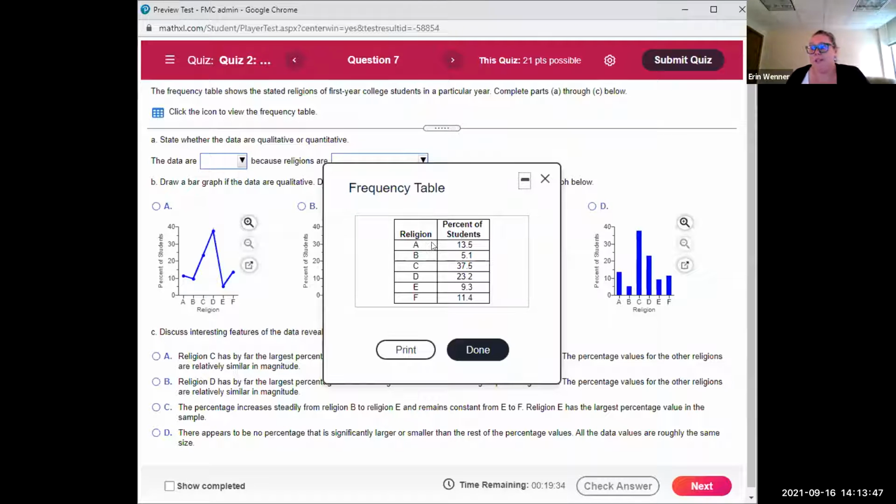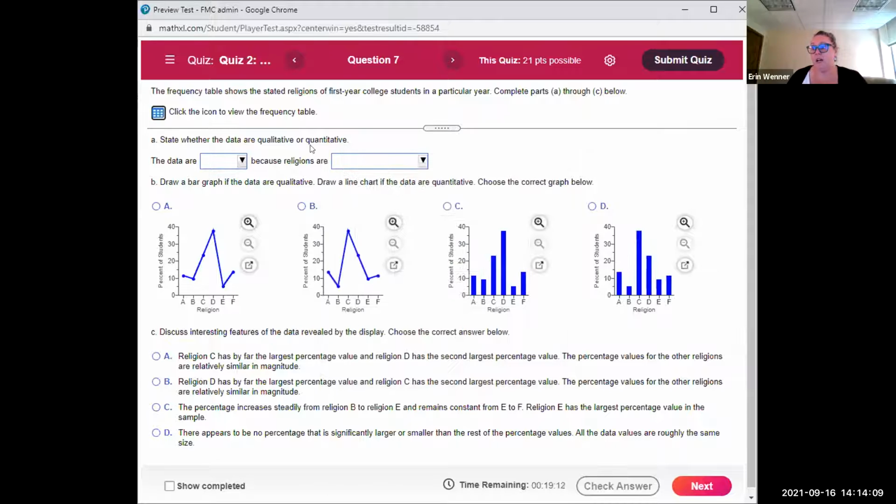And how I know that this is qualitative data is because religions are categories. I can't take religion A and B and average them together, okay? So yes, there's a percent associated with it, but it's the number of A out of the total number of religions. That gives us qualitative data because religions are categories. Religions are not counts, right? And that information alone automatically rules out a line graph.